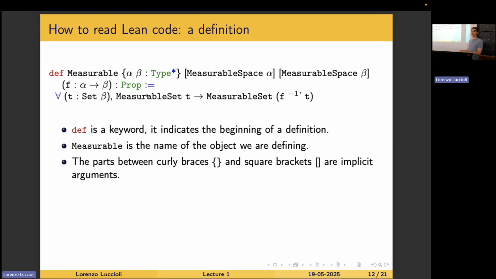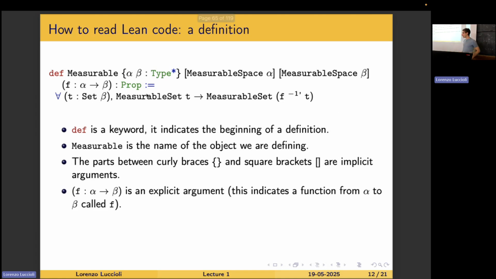Instead, what we're going to give to measurable is the function. Because of course, if I just write measurable, how will you know which function I'm referring to? So I have to give f as an argument. So I put it in between parentheses. So it's an explicit argument. Lean will ask me actively to write it down. But if I've written f, Lean already knows that f is a function between alpha and beta.